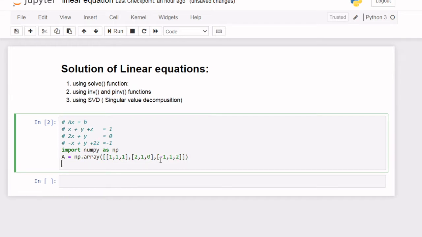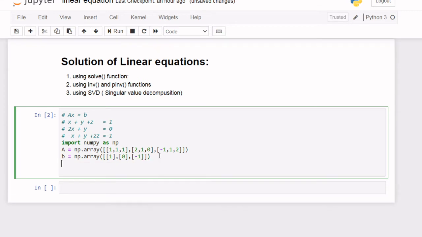In the same way we define matrix b, which will be 1, 0, -1, using np.array. Because it is a column matrix, the first row has only one element, 1, the second row has one element, 0, and the third row has -1.